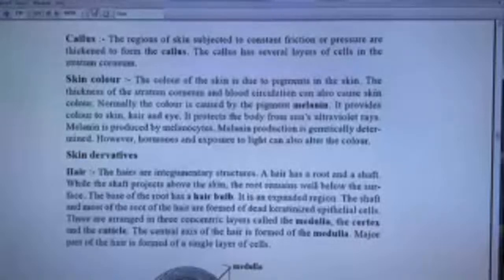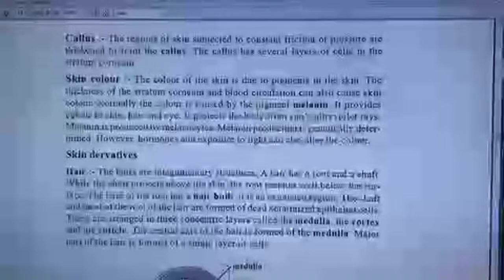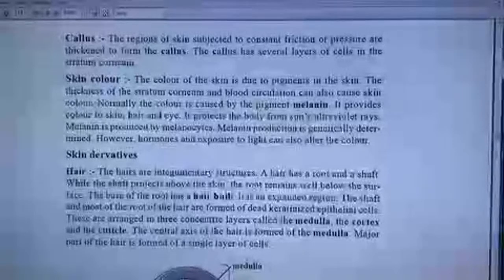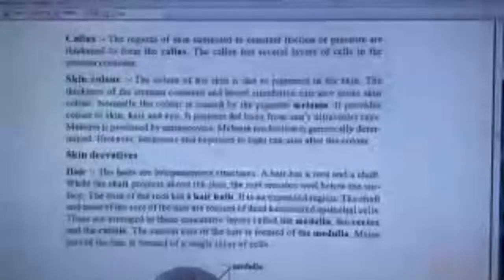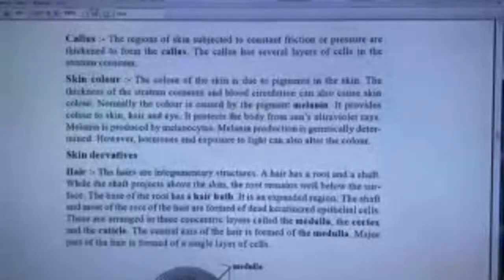Normally, the color is caused by the pigment melanin. It provides color to skin, hair, and eye. It protects the body from the sun's ultraviolet rays. Melanin is produced by melanocytes. Melanin production is generally determined genetically; however, hormones and exposure to light can also alter the color. Derivatives.